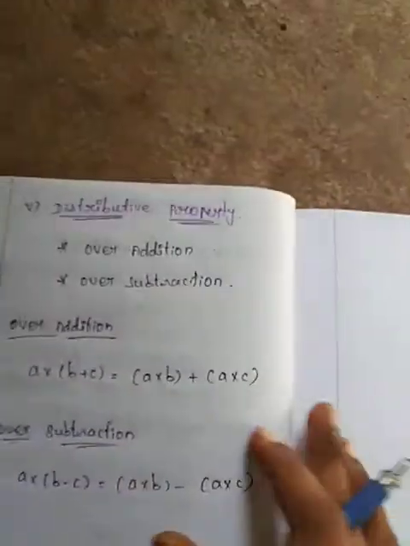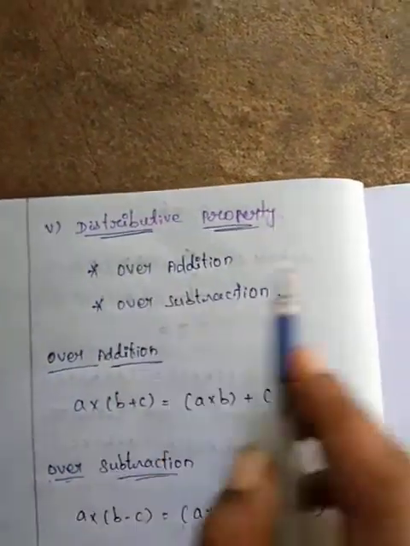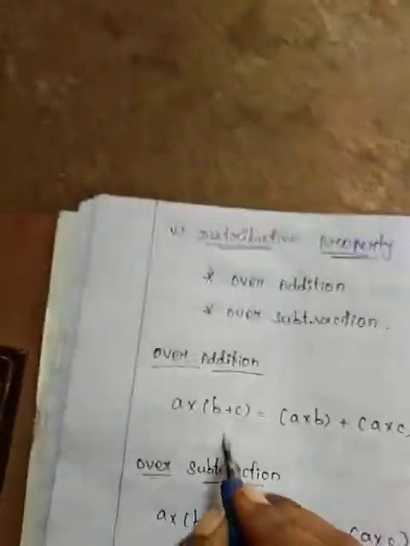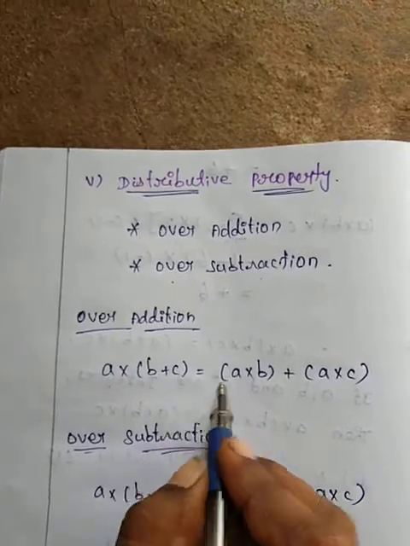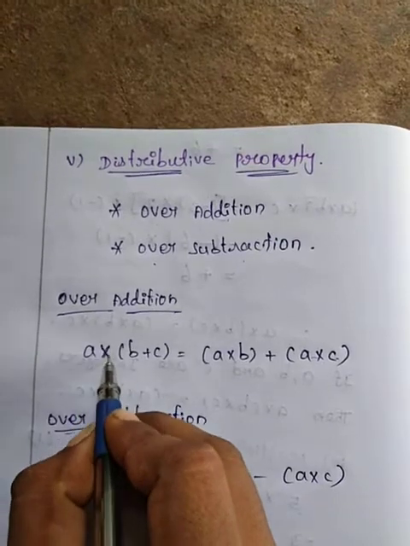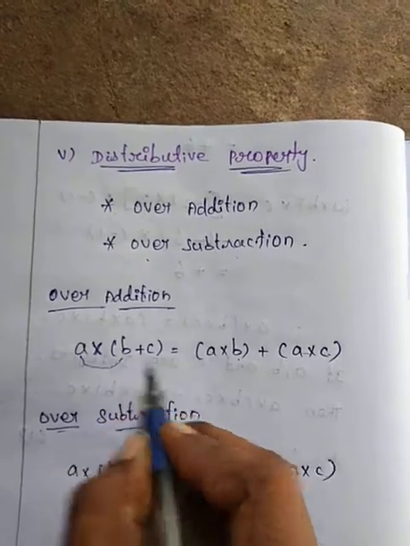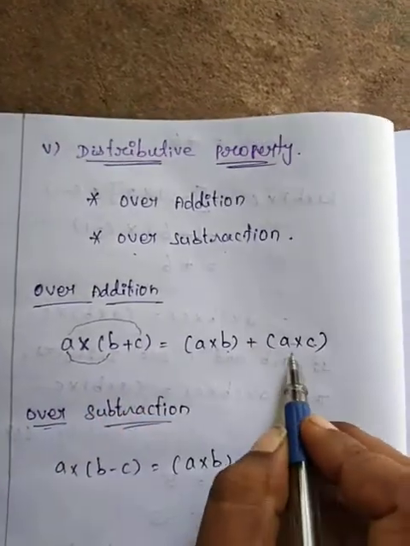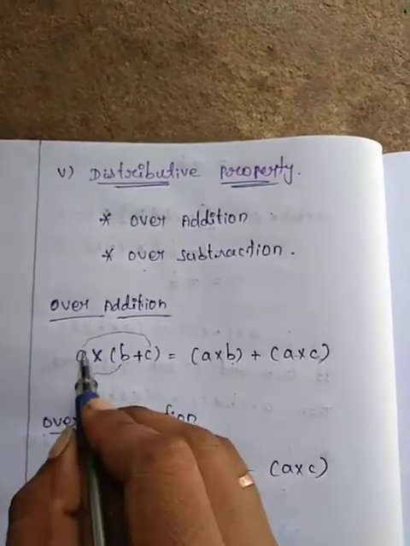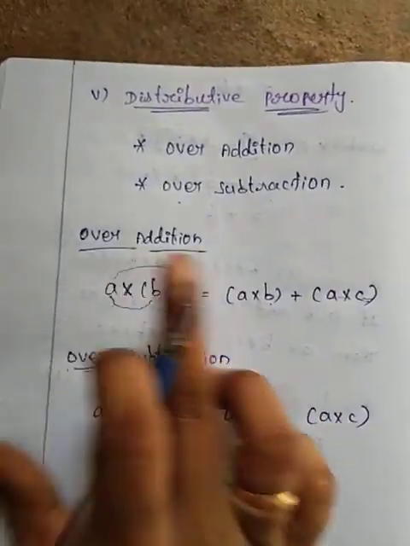Okay, the last property is distributive property. Distributive property has two operations, over addition and over subtraction. See, over addition, a into (b plus c) is equal to a into b plus a into c. a into b, this plus operation, a into c. Do you understand this? This is the distributive property over addition.